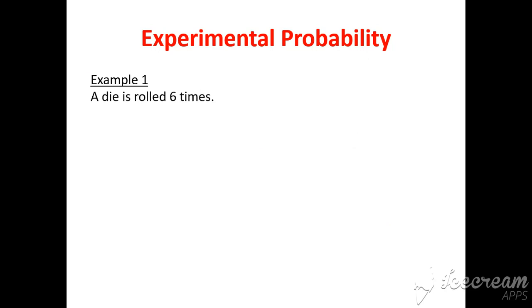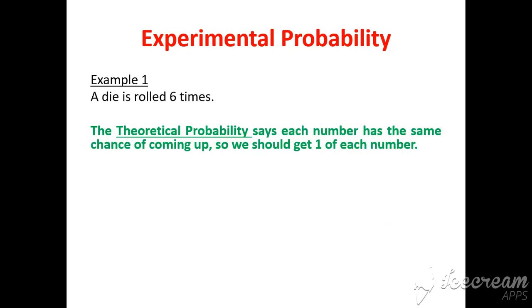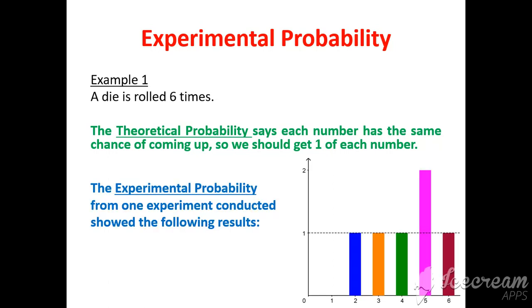All right, here's example one. A die is rolled 6 times. The theoretical probability says that each number is equally likely and has the same chance of coming up, so we should get one of each number. We should get 1, 2, 3, 4, 5, 6. That's the theoretical probability. But the experimental probability from one experiment conducted showed the following results.